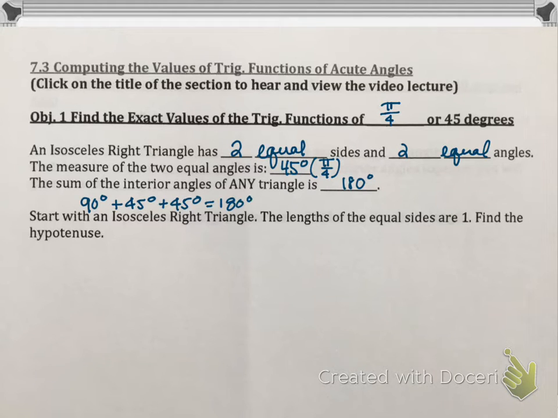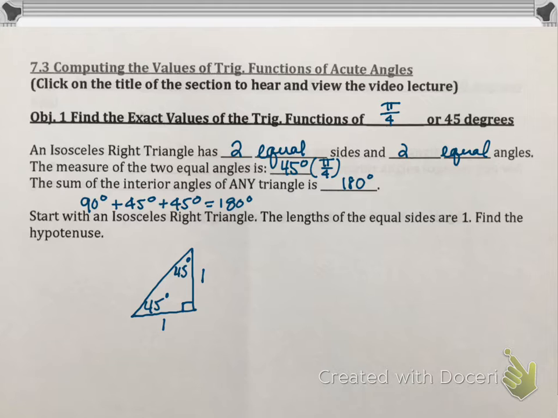By the way, that's the definition of a triangle. The interior angles have to sum to 180. All right, so if we start with an isosceles right triangle, we know that it has two equal angles, both are 45 degrees. And we know the sides have to be equal as well. So if we make those 1, we get 1 on one of the legs and 1 on the other leg.